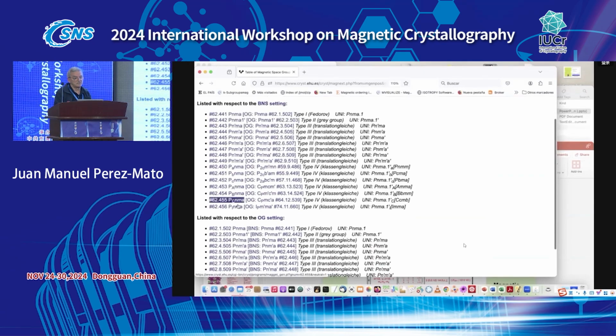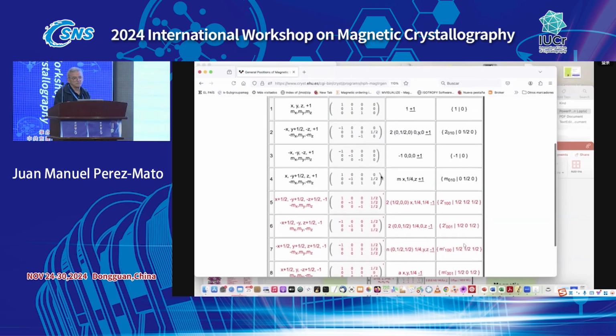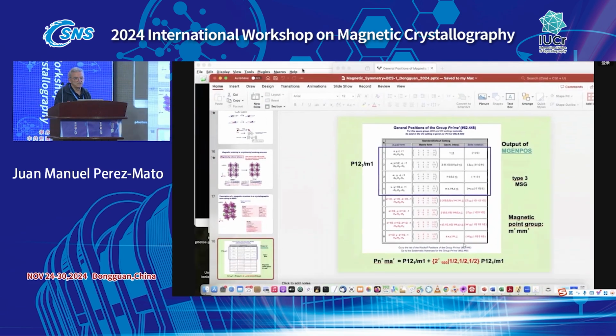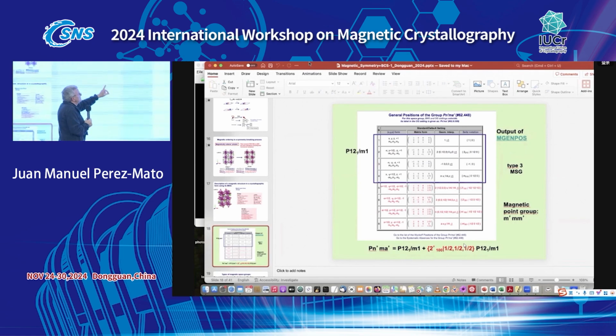And here you have the list that was shown this morning about all the possible magnetic space groups coming from PNMA. And the one we are talking about is here, okay? This is the one, we have it here. So we have chosen the 62.448, and here you have the list that I'm just showing. This is just to show you that you can easily consult any magnetic space group once you know the label, or even only the starting space group.